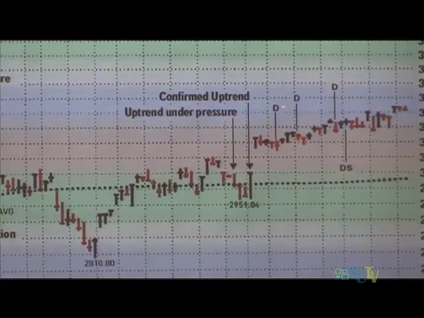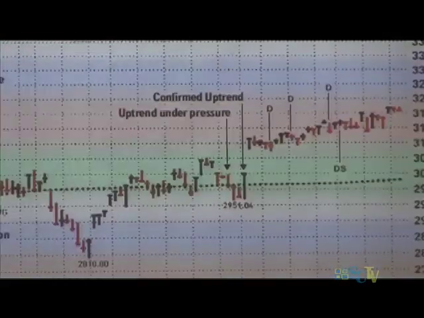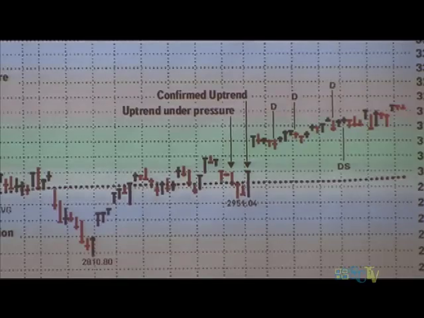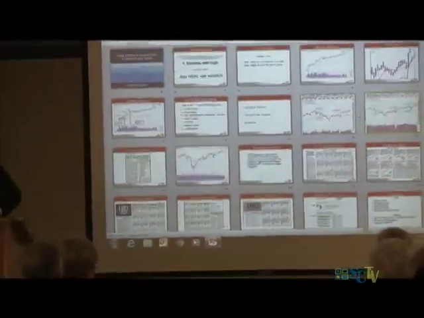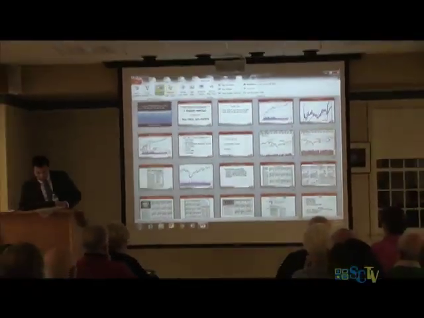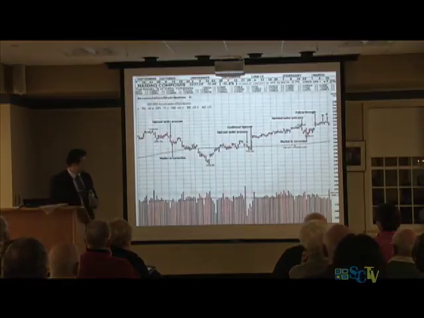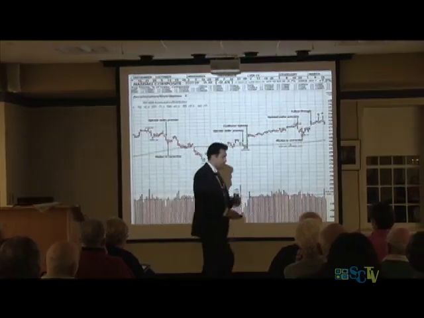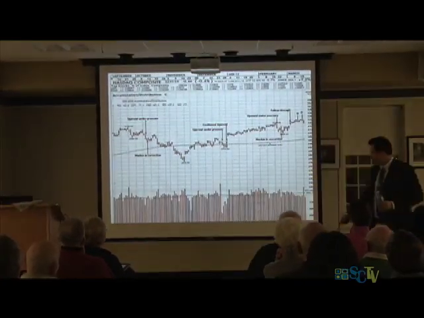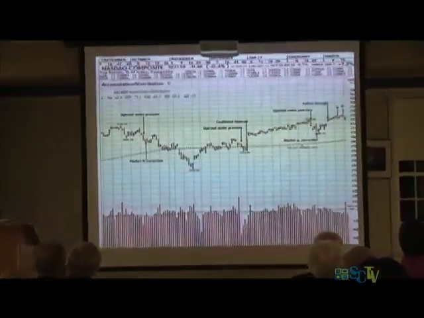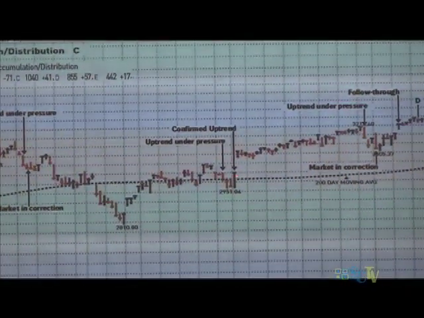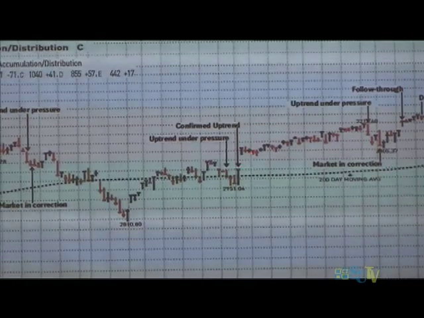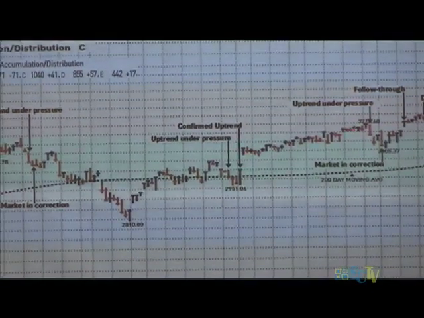And then we started getting distribution. In fact, let me show you that this is the wrong chart. Let me show you another chart here. Excuse me for just a second. Okay, this is the current one. This is today, okay? So the area I was showing you guys was back in here where we came under pressure. We had a big up day. We put the market back in a confirmed uptrend, and we started to rally, okay?